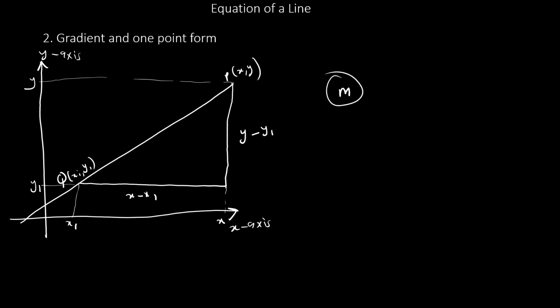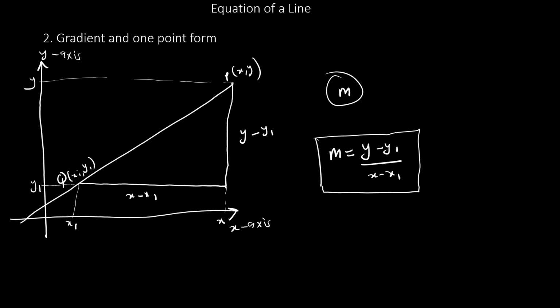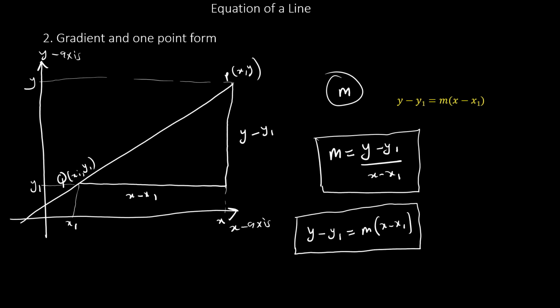We already know that m is the gradient of this line. Therefore, we can say that m equals change in y over change in x, which in this case is (y minus y1) over (x minus x1). And here we have it. This is another form of writing the equation of a straight line. To put this more clearly, we can say that y minus y1 equals m times (x minus x1). And this is the second method for getting the equation of a straight line.